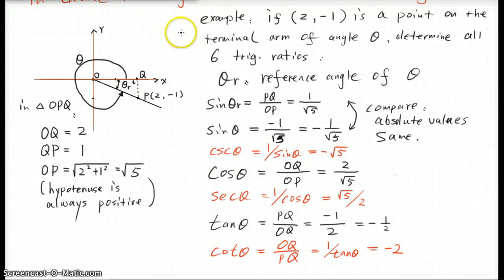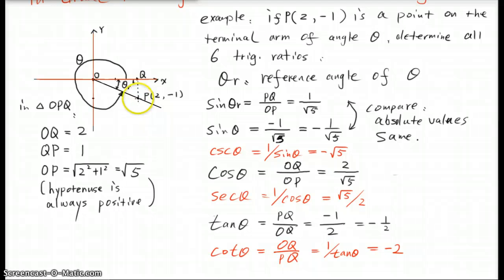Let's look at this example question asking you to find the trigonometric ratios. The question says if a point (2, -1) is on the terminal arm of the angle theta, determine all 6 trig ratios. So you can see I plotted the point P. Let's put a P here.